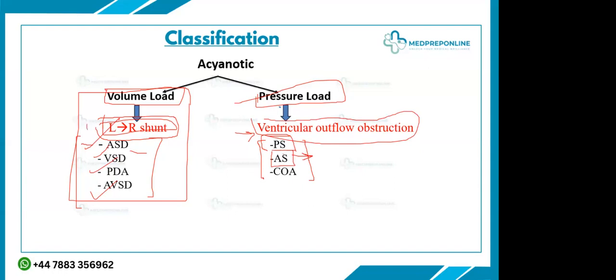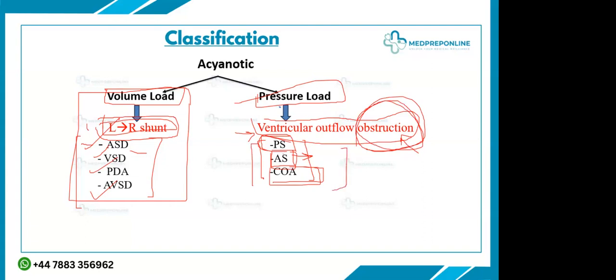Okay, the previous group was simple left to right shunt, which means there is a defect and there is going to be a left to right shunt. But this group is basically obstruction at the level of the pulmonary valve, at the level of the aortic valve, and then coarctation of aorta. We will talk about its pre-ductal and post-ductal constriction in the aorta. So these are all about obstruction, and the signs and symptoms of these three diseases will depend on the degree of obstruction.